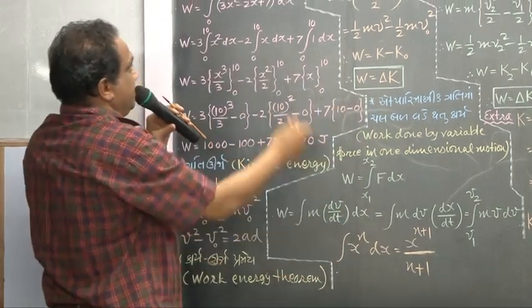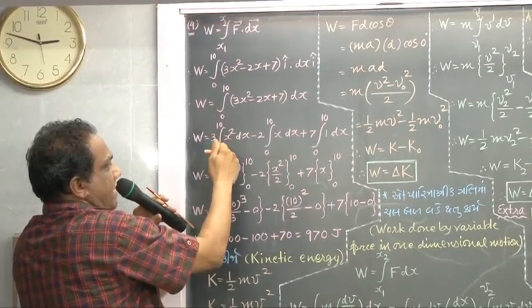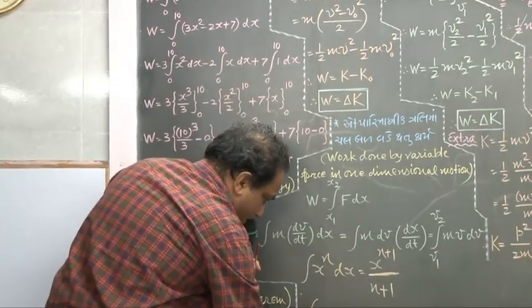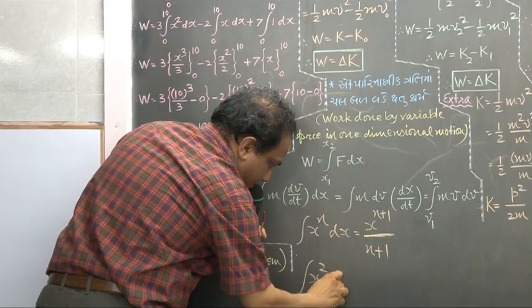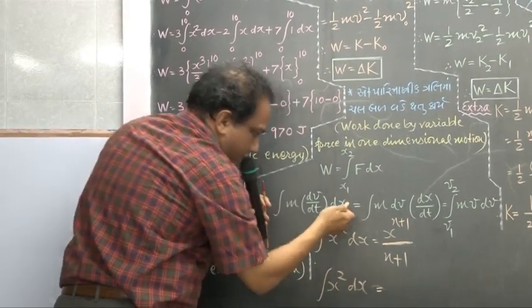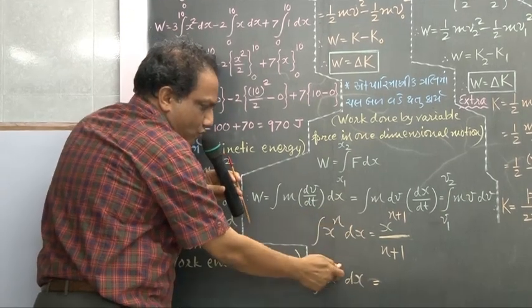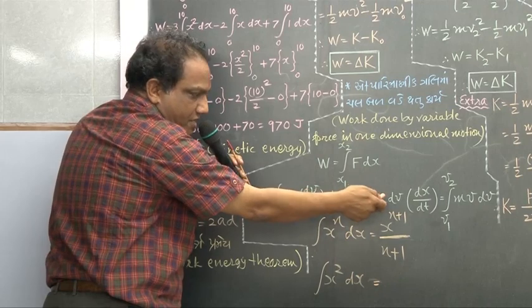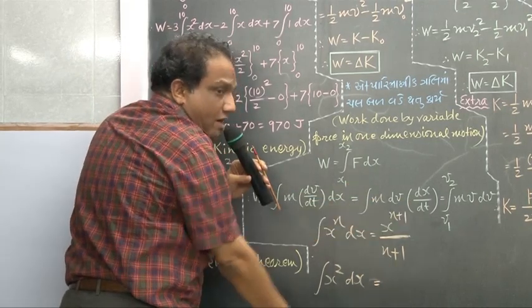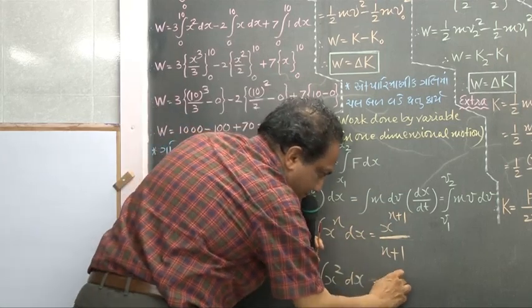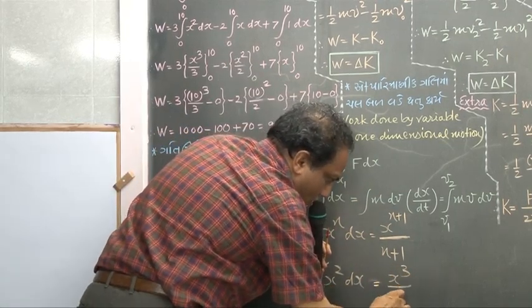Now I want here integration x square dx. Compare these two. So n equals 2. Put it here: x raised to 2 plus 1 upon 2 plus 1, that is x cube upon 3.